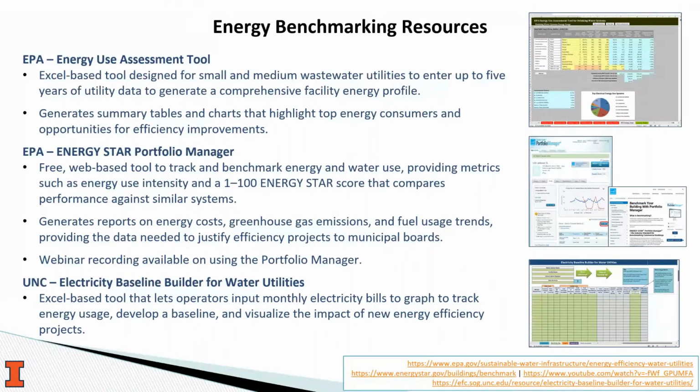Another option for tracking wastewater facility performance is the EPA's Energy Star Portfolio Manager. This is a free web-based tool that allows utilities to benchmark both energy and water use, and it creates core metrics like energy use intensity and an Energy Star score, which ranges from 1 to 100, that can be used to compare your system to other similar size systems or systems that use similar processes, to see how your facility compares to other facilities. So this would be good.